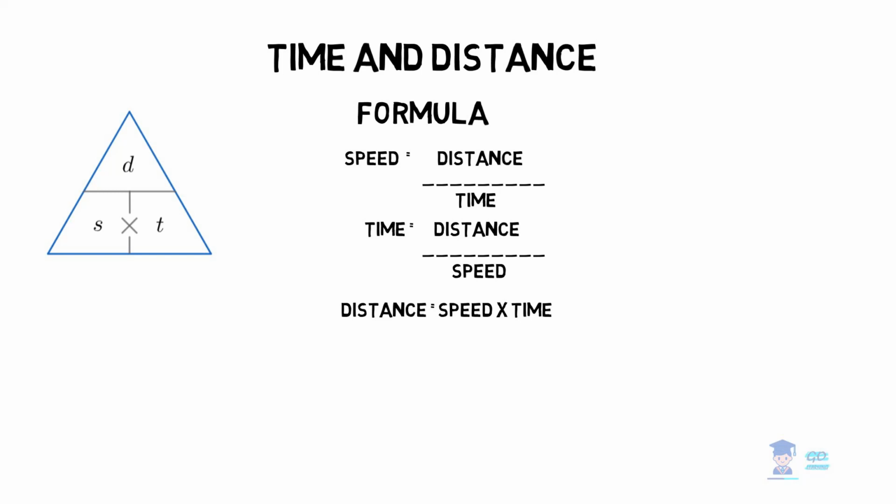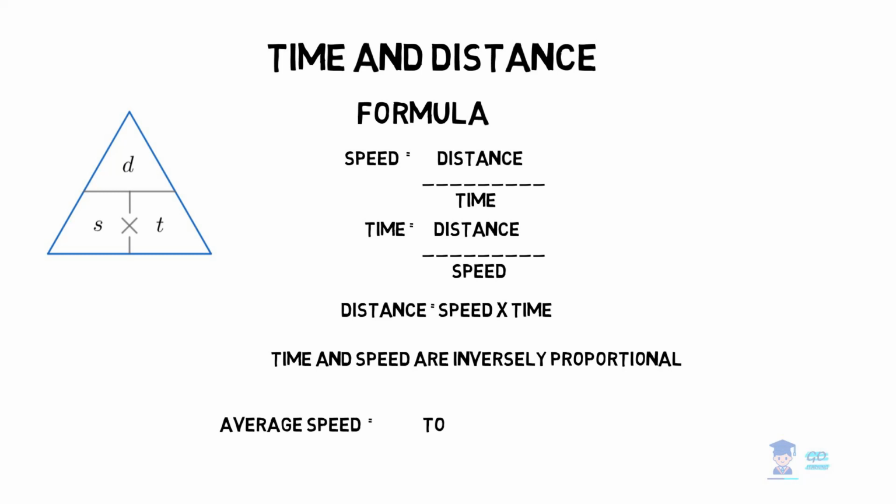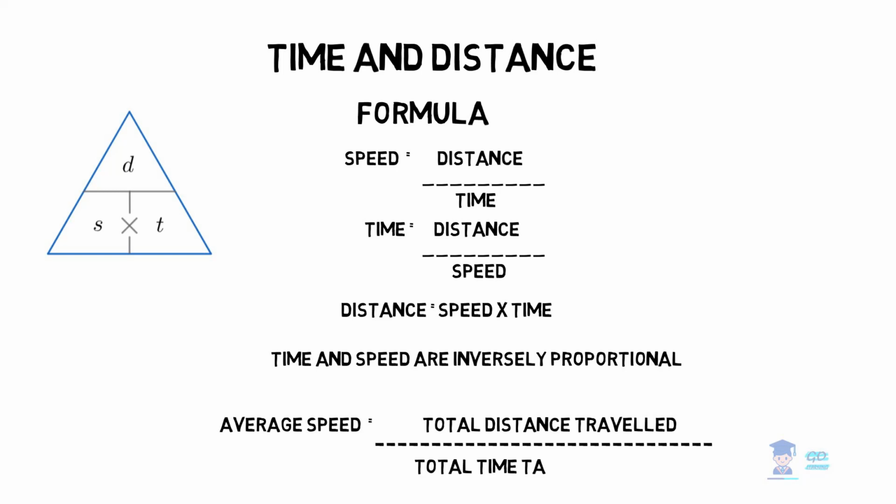Also, you can see from the second formula, time is equal to distance by speed. So you can see time and speed are inversely proportional. The meaning of inversely proportional is when time increases, speed decreases, or when speed decreases, time increases. Also, average speed is nothing but total distance traveled by total time taken. We'll go to the problems of time, speed and distance.